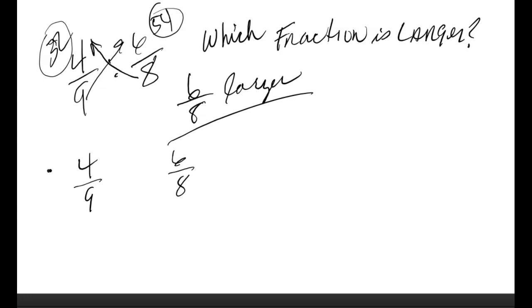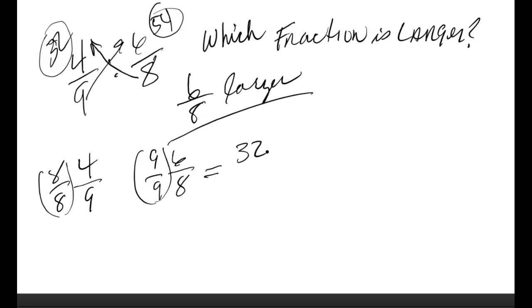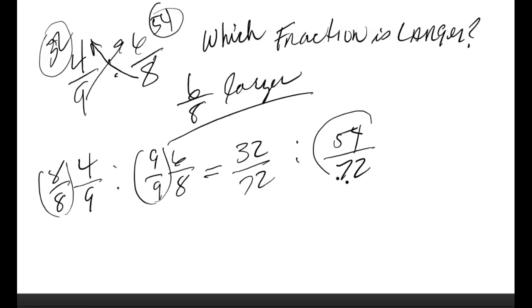Okay. So you did 8/8 and 9/9. Okay. So you get 4 times 8 is 32. 9 times 8 is 72. 6 times 9 is 54. 9 times 8 is 72. Now, they have the same denominators, so you can compare them, okay? 32/72 and 54/72, which one is larger? Well, this is larger.